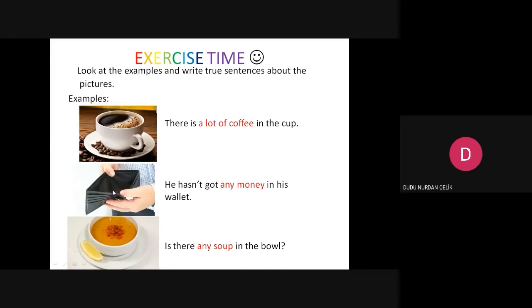He still hasn't got any money. I will lend him some. Okay, look, empty wallet. He hasn't got any money in his wallet. Negative sentence, we use any. This is a question sentence, and this is soup, lentil soup. And when we make question, we use any. Is there any soup in the bowl? Yes, there is a lot of soup in the bowl.